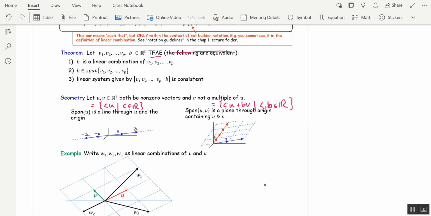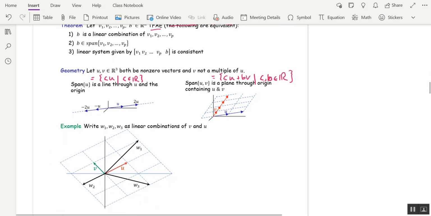So let's look at a particular example here. Given a plane, and we're given u and v lie in that plane, w1, w2, w3 all lie in that plane. We want to write the w's as linear combinations of the u's and the v's. So let's start with an easy one. Let's start with w2, because w2 just goes in the opposite direction as u. u goes 1 unit out, w2 goes negative 1 unit out. So w2 is just negative u.